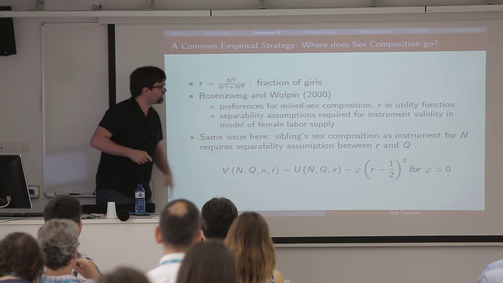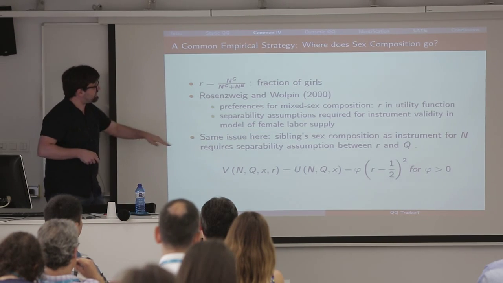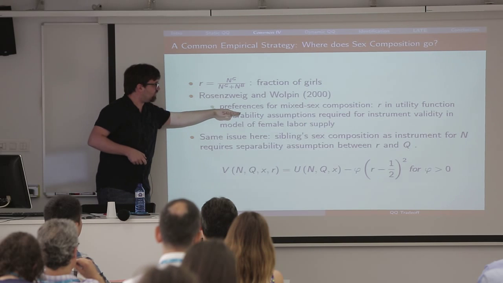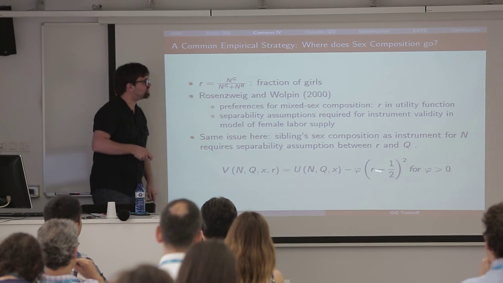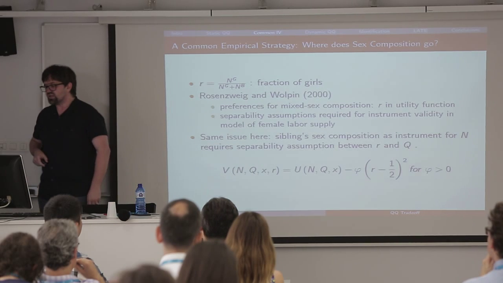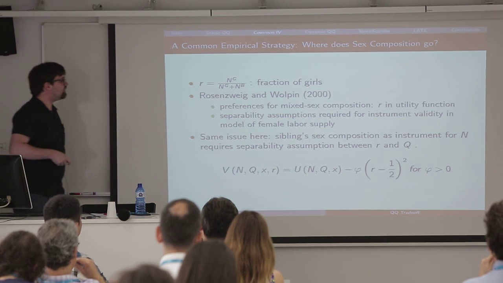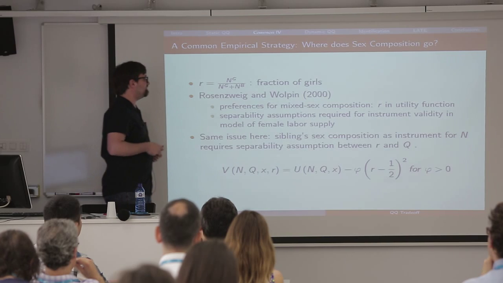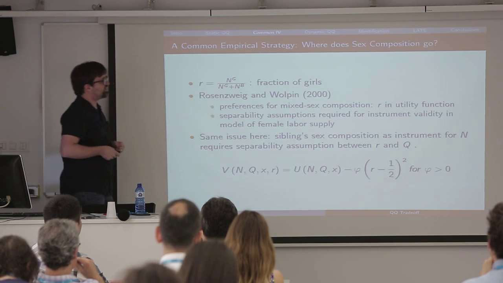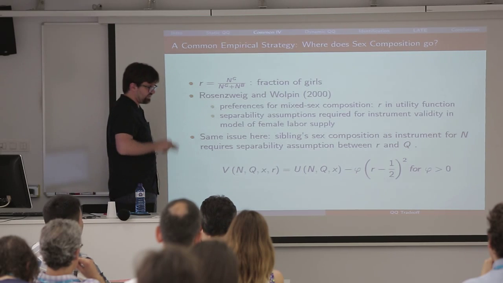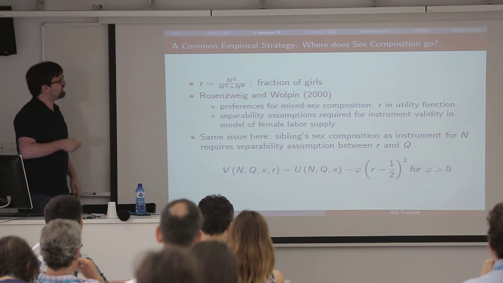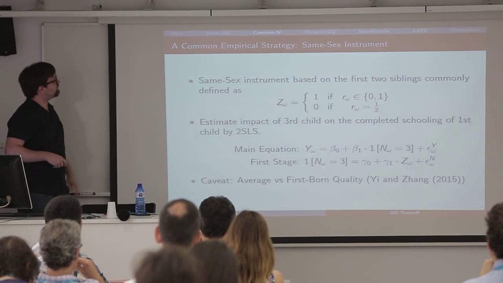Now, we point out, I don't think I've seen this, but it's not a big issue. Similar to the points that Rosenzweig and Volpin made about female labor supply, here you also need a separability condition, meaning this r needs to enter the utility separately from Q. Otherwise the instrument changes the quality of the kids, even potentially without changing fertility, which is a no-no for an instrument. So I just wanted to point that out.